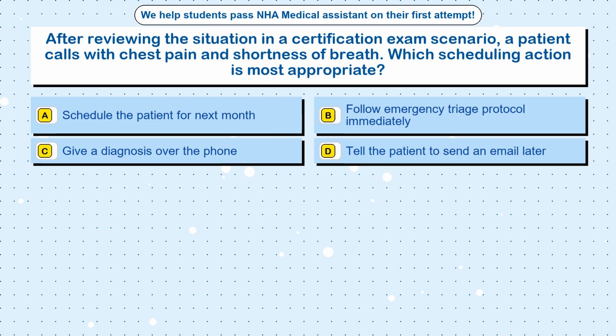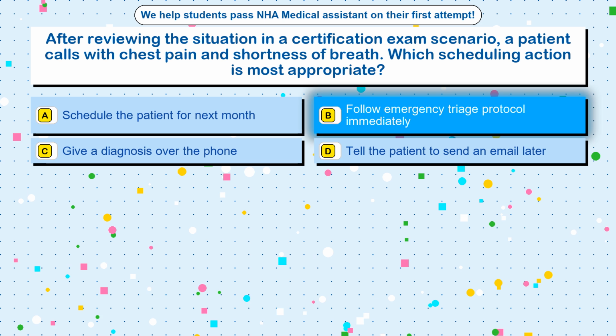Question 77. After reviewing the situation in a certification exam scenario, a patient calls with chest pain and shortness of breath. Which scheduling action is most appropriate? Option A. Schedule the patient for next month. Option B. Follow emergency triage protocol immediately. Option C. Give a diagnosis over the phone. Option D. Tell the patient to send an email later. The correct answer is option B. Follow emergency triage protocol immediately.